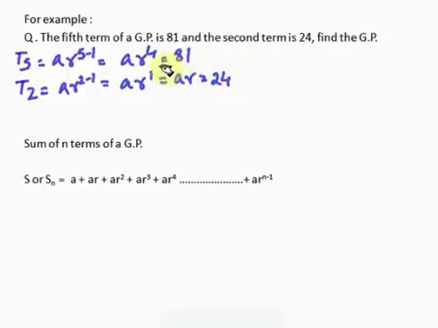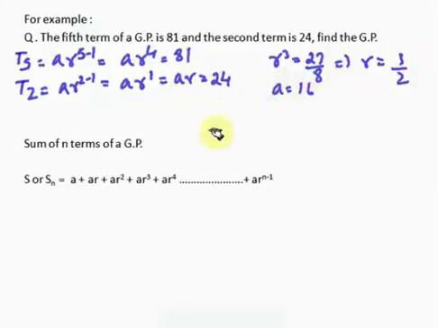If we take the ratio of AR raised to 4 upon AR, we'll get R cube is equal to 27 upon 8. That means R is equal to 3 upon 2. The value of A can be obtained from this equation. A will be equal to 16. So our GP is 16, 24, 36, 54 and so on.